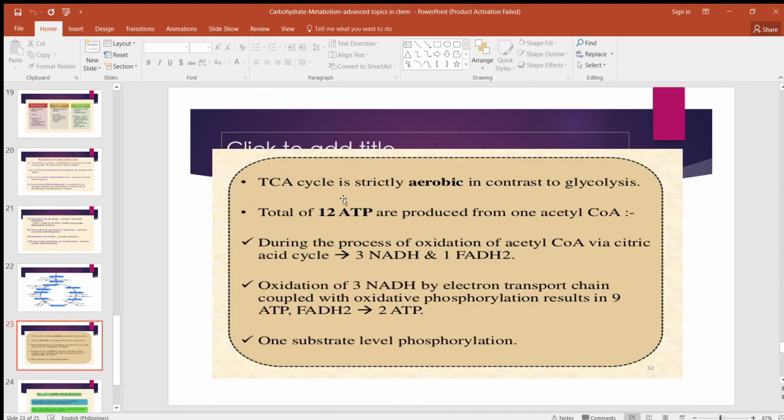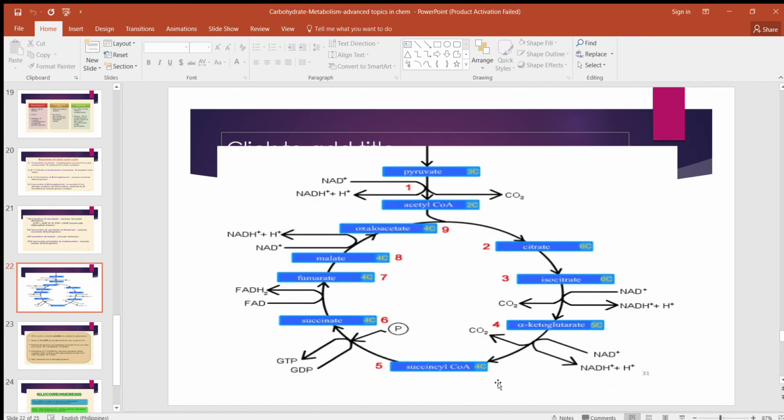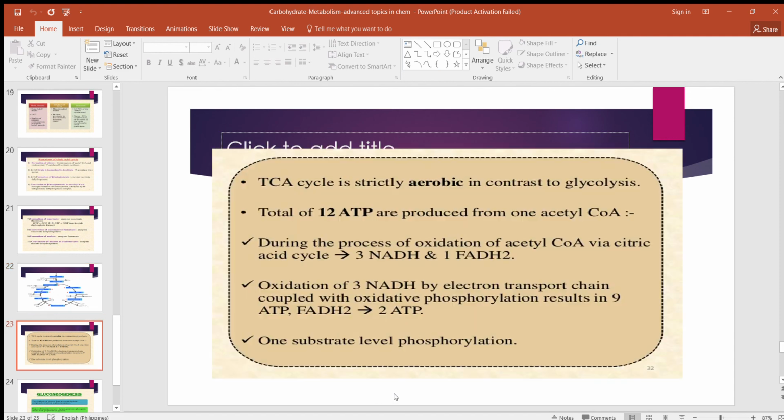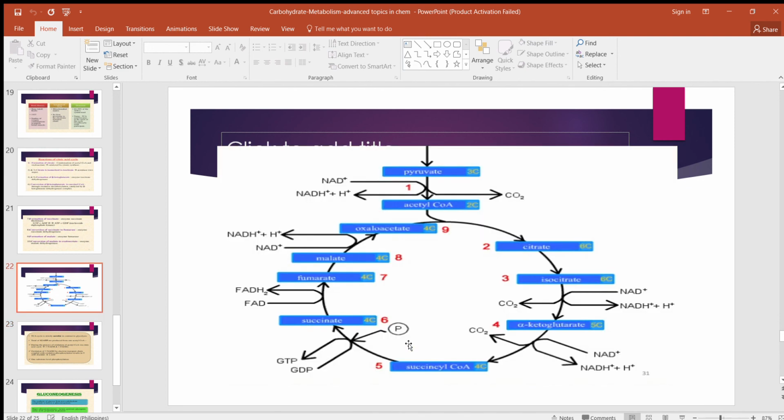Okay. TCA cycle is strictly aerobic in contrast to glycolysis. So, ibig sabihin, aerobic, so meron tayong presence of oxygen. Total of 12 ATP are produced by 1 acetyl coenzyme A during the process of oxidation of acetyl coenzyme A by citric acid cycle, 3 NADH plus and 1 FADH2. Base dun sa ating reaction kanina. Ito, 2 NAD, tapos isang FAD. So 3 NADH plus 1 FADH2.